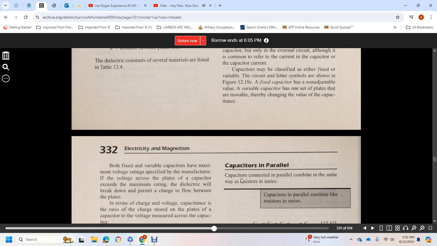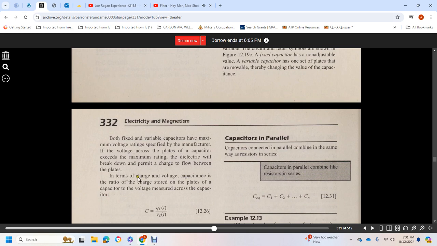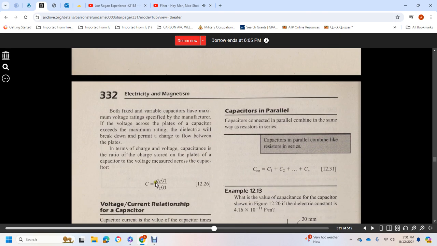Both fixed and variable capacitors have a maximum voltage rating specified by the manufacturer. If the voltage across the plates exceeds the maximum rating, the dielectric breaks down and permits charge to flow between the plates. In terms of charge and voltage, capacitance is the ratio of the charge stored on the plates to the voltage across the capacitor. The capacitance is equal to the quantity of charge Q over the voltage V across the terminals.